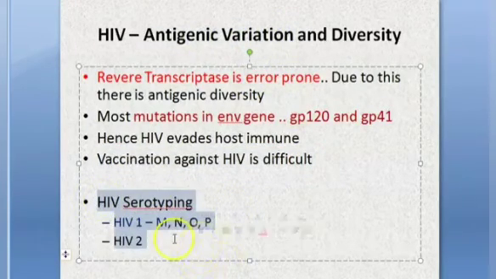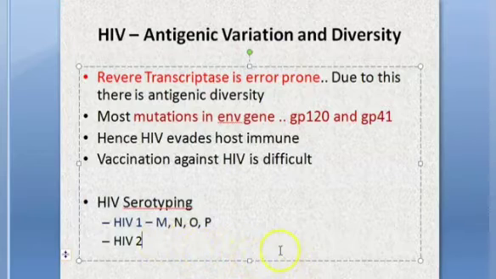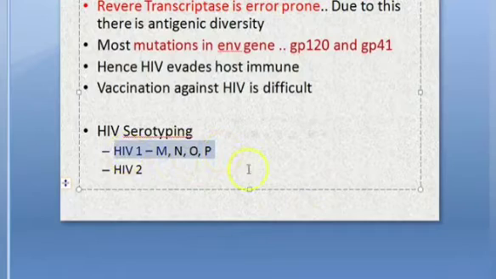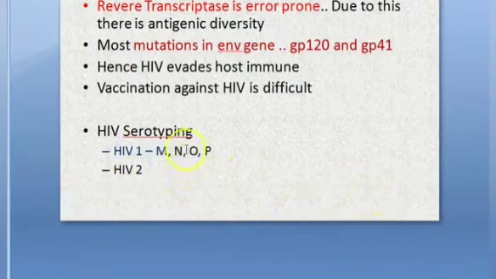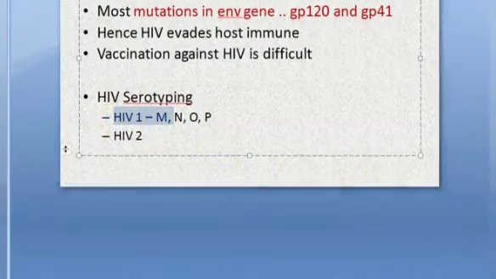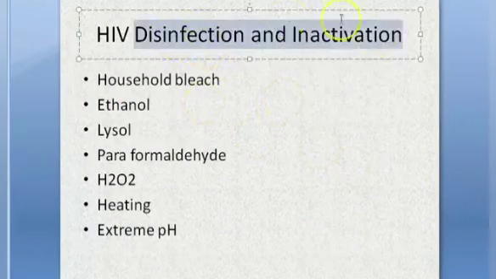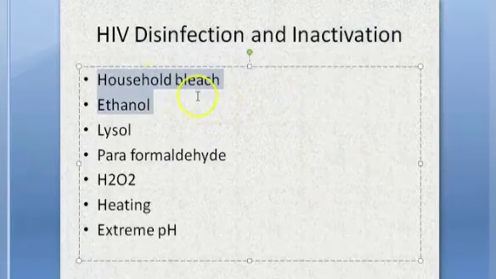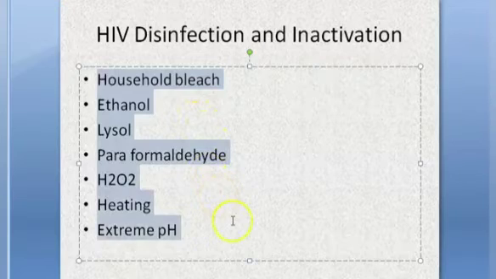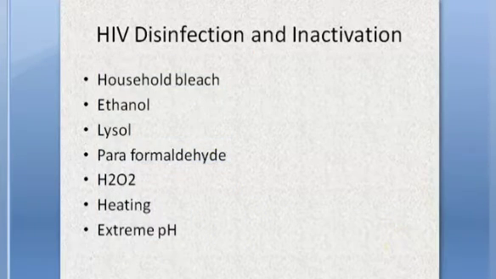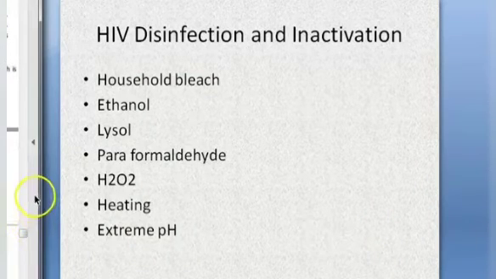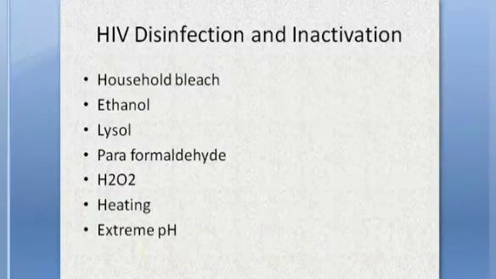Now HIV serotyping, you have 2 serotypes, HIV-1 and HIV-2. Guys, we have 2 serotypes, HIV-1 and HIV-2. Under HIV-1 you have M, N, O, P. M, N, O, very common. M is very important also, okay. Now disinfection and inactivation, we saw that household bleach, ethanol, Lysol, formaldehyde, hydrogen peroxide, heating, extreme pH also can kill or disinfect HIV. We didn't go into much detail on this, guys. If you want, you can go into details of this.